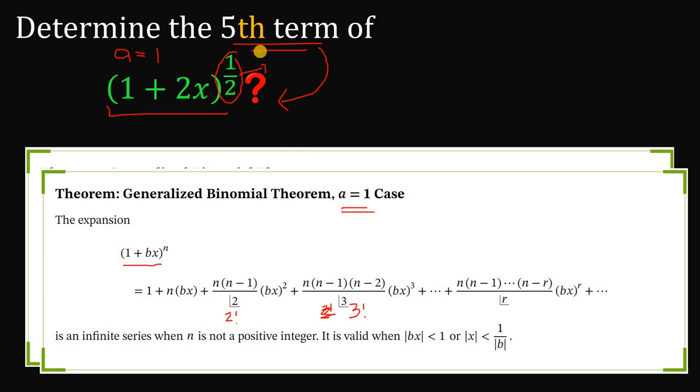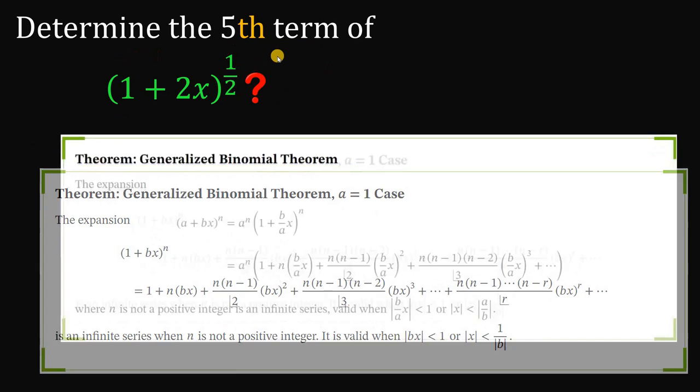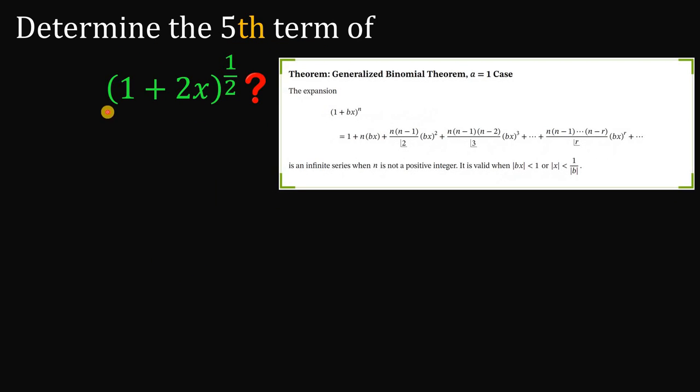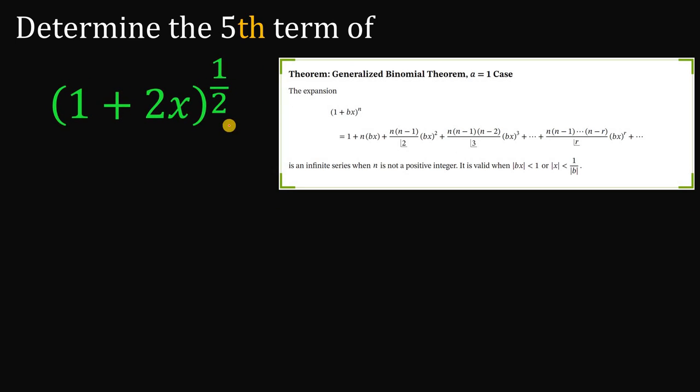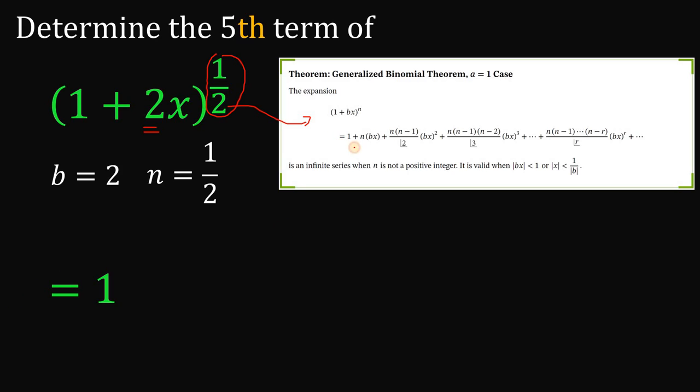Now, we will use this generalized binomial theorem when a equals 1 to answer this question. So our goal is to find the fifth term of this expansion. Alright. Given this expression (1 + 2x) raised to the power of 1/2, we can say that the value of b must be equal to 2, and n must be equal to 1/2, which is the exponent of this expression. Now we can find the terms up to whatever term that we want. So let's have the first term. Of course, the first term is 1.